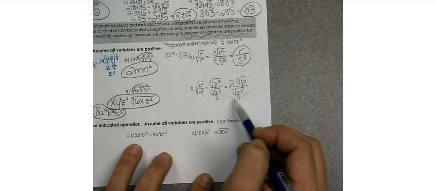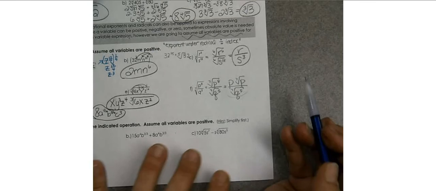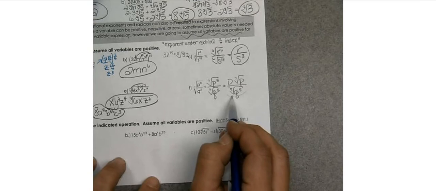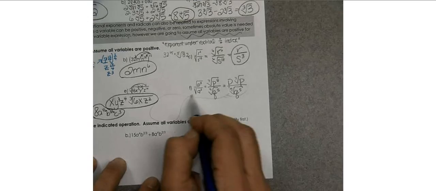Now the issue is that we have a radical down here. We want to get rid of it. And what we want is something that we can take the 7th root of. So in our head, I'm thinking I could take the 7th root of q to the 7th, right? So I have q to the 5th. What do I need to make it q to the 7th? Well, I would need 2 more. I would need q to the 2nd.